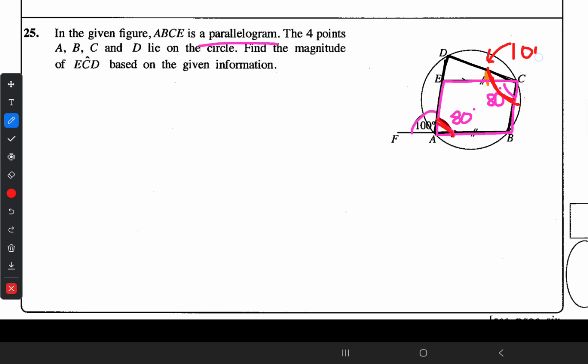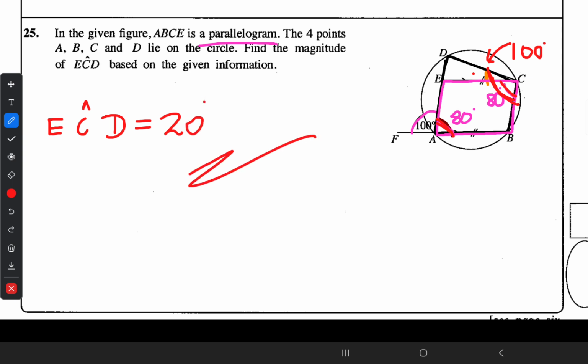From 100, when you subtract the larger angle portion 80, the remaining is DEC, ECD. ECD would be 20 degrees. Here we used the cyclic quadrilateral theorem and thereafter opposite angles of a parallelogram. This is all about the part 1 questions in our 2018 O-level paper.